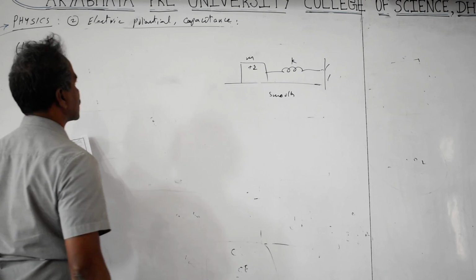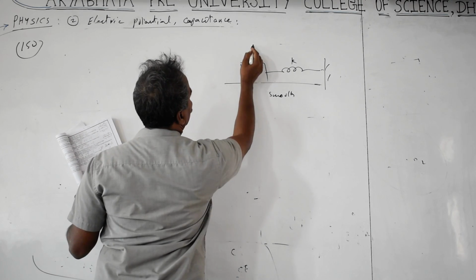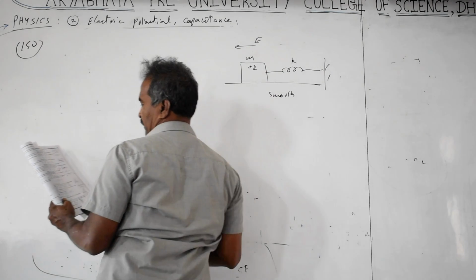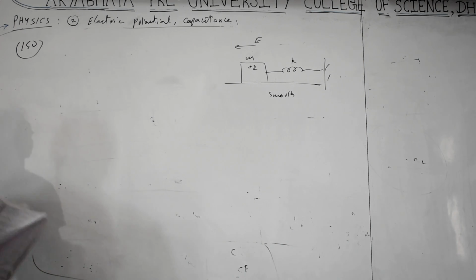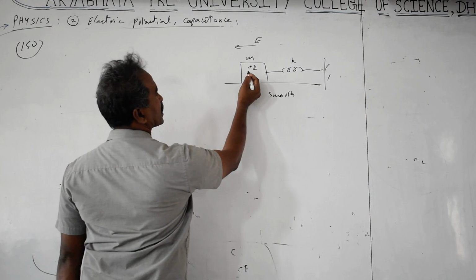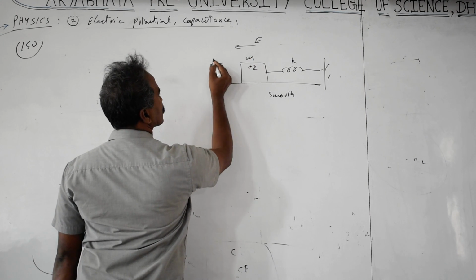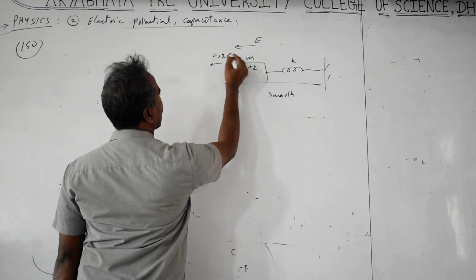A uniform electric field is applied in this direction everywhere. It is switched on as in the diagram. The maximum displacement of the spring is how much? When it is applied, a positive charge experiences force in the direction of the electric field, so F equal to QE will be acting in this direction.